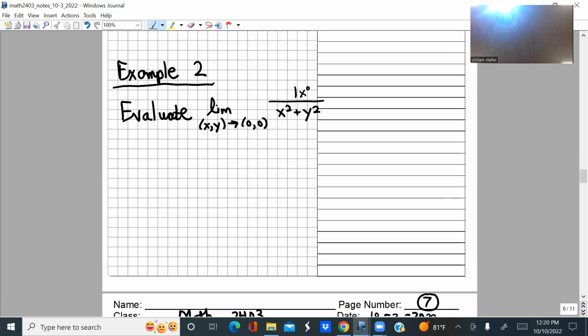Unfortunately, as Elijah was asking me a moment ago, 0, 0 is not in the domain. So you cannot evaluate this limit just by plugging in 0, 0. And if you do try plugging in 0, 0, of course, what happens there? You get 1 over 0 squared plus 0 squared, and that is undefined. So, darn.